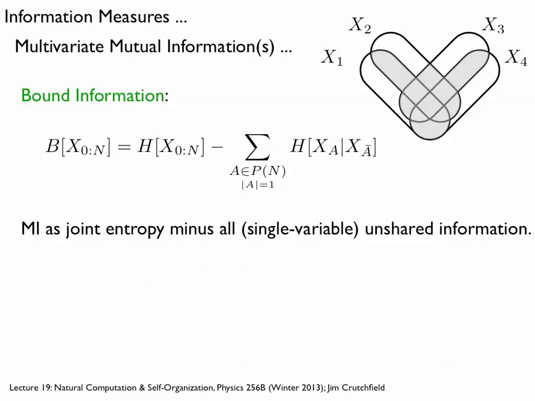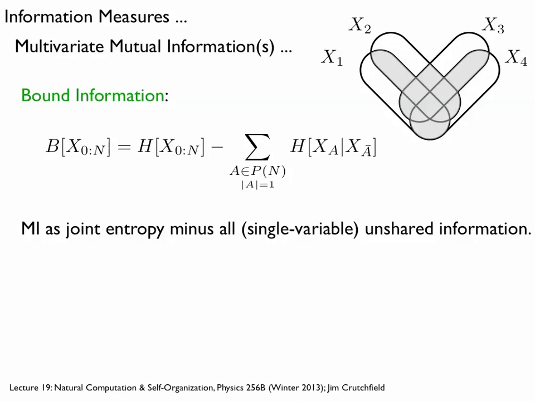Then there's the third one. It's called the bound information, and we're going to use this a lot on Thursday. It's a nice, interesting quantity for time series, but not in the time context. It's easiest to explain up here with the I diagram.